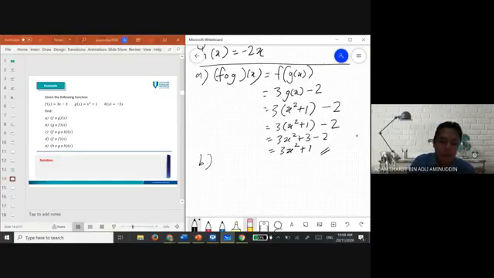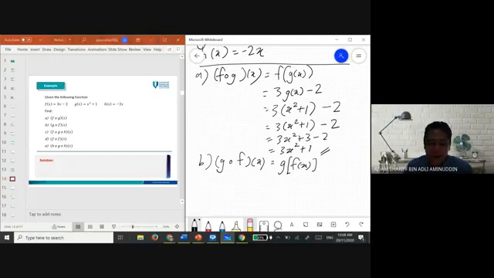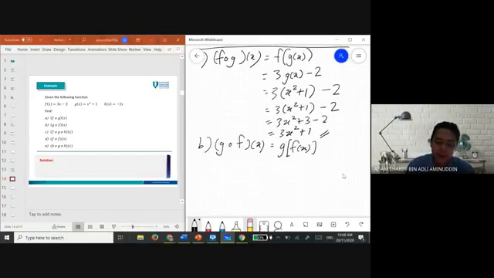Can you try to find to me what is GFX, please? Saya tunggu jawapan. This time, the FX becomes the input to G, and I already show you how to find it. Can you tell me the answer? Saya nak lock jawapan anda. Cuba cari jap.